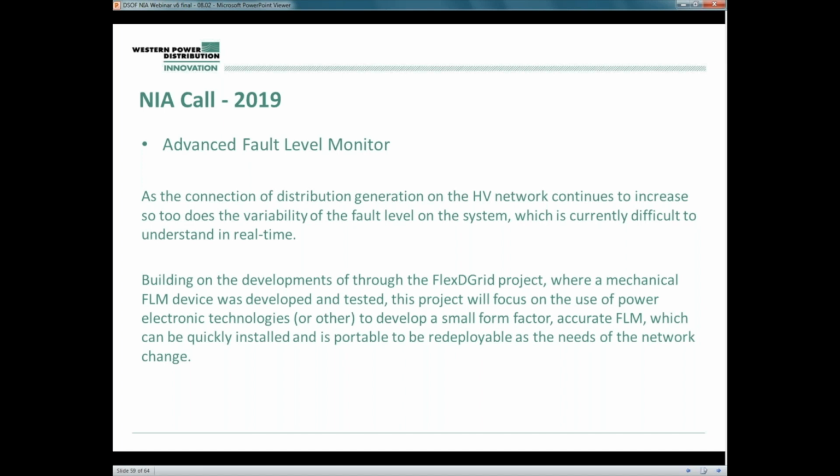So what we're looking for is an advancement in how we can detect fault level on our network, and look at how we can more easily and accessibly integrate that over a multitude of different voltage levels from the LV up to our 132 kV network. And in an ideal world, we would have a small form factor technology that could provide that at all voltage levels. So that's what we're looking for on that challenge.